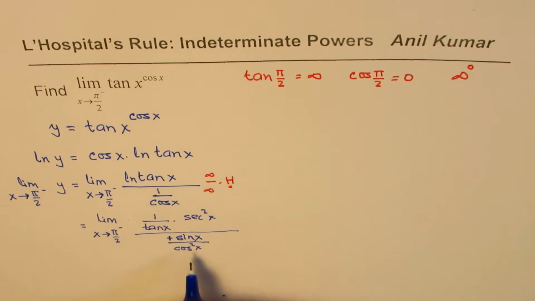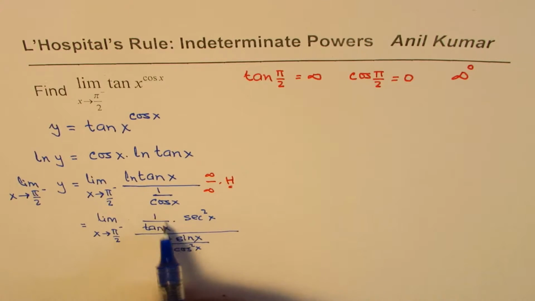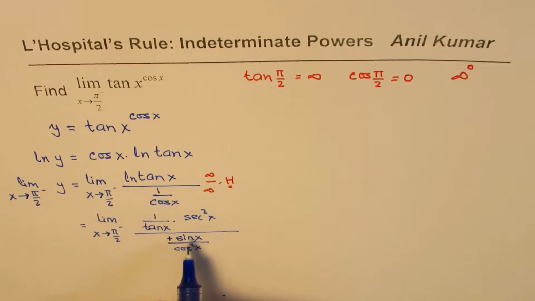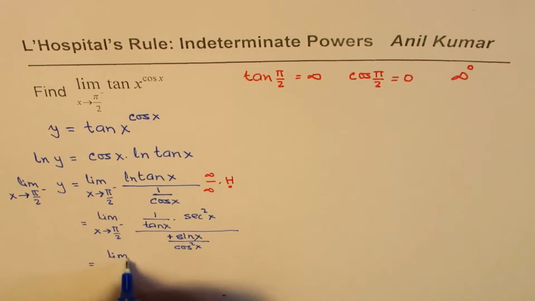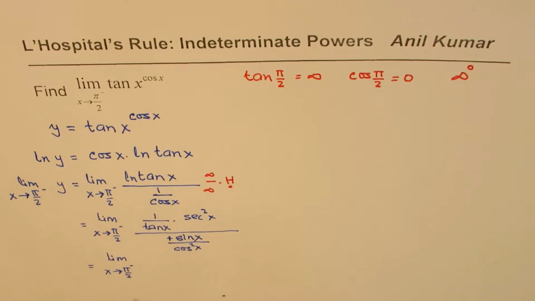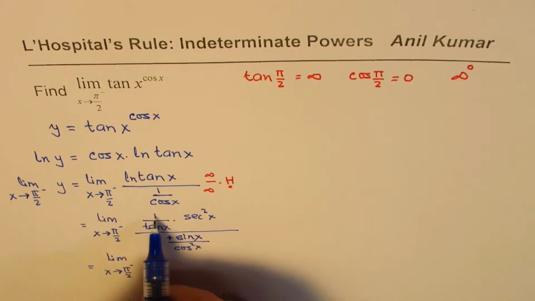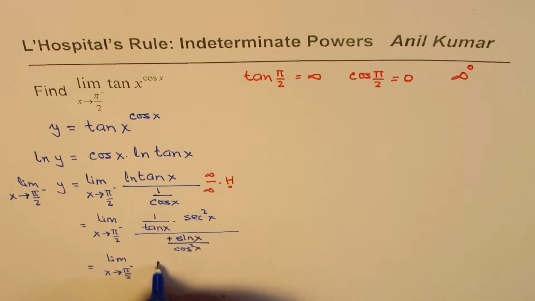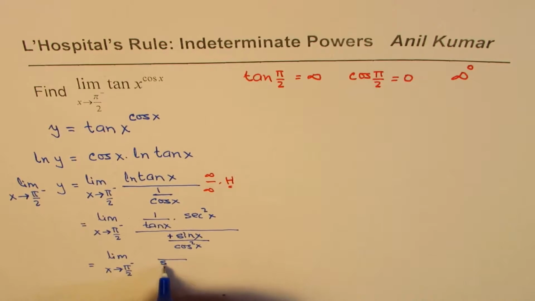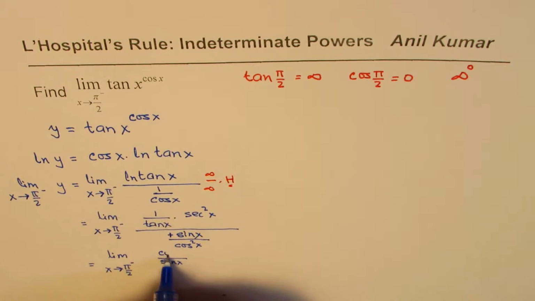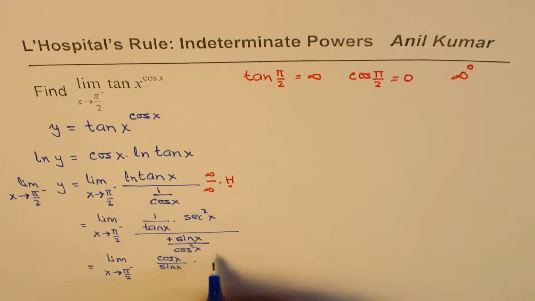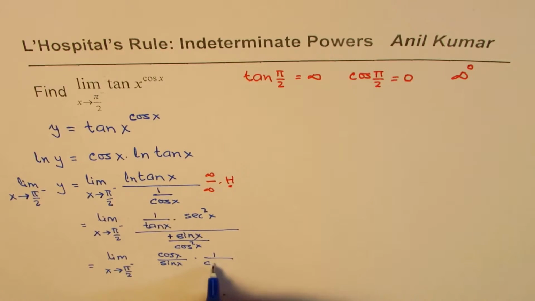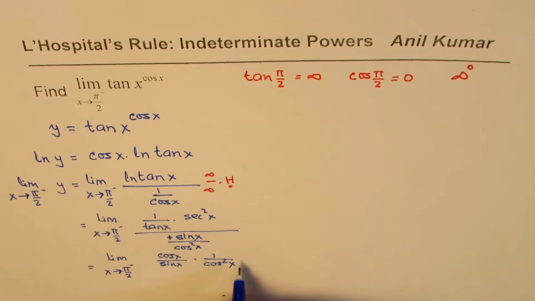Now at this stage, I will convert all these in terms of sine and cosine and then simplify. So what we have here is limit x approaches pi by 2 from left side. Now tan x, 1 over tan x, could be written as, tan is sine, so I'll write cos x over sin x. Do you see that? Secant square x is 1 over cos square x.